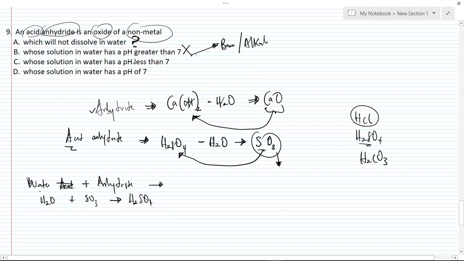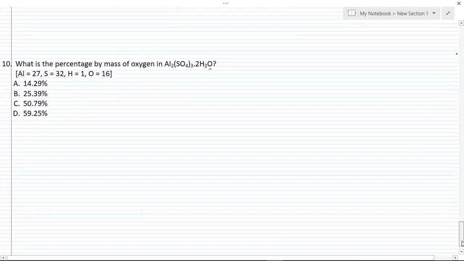Whose solution in water has a pH less than 7? Yes, acid has a pH less than 7. So automatically this makes option C the correct option. So moving on, question 10.